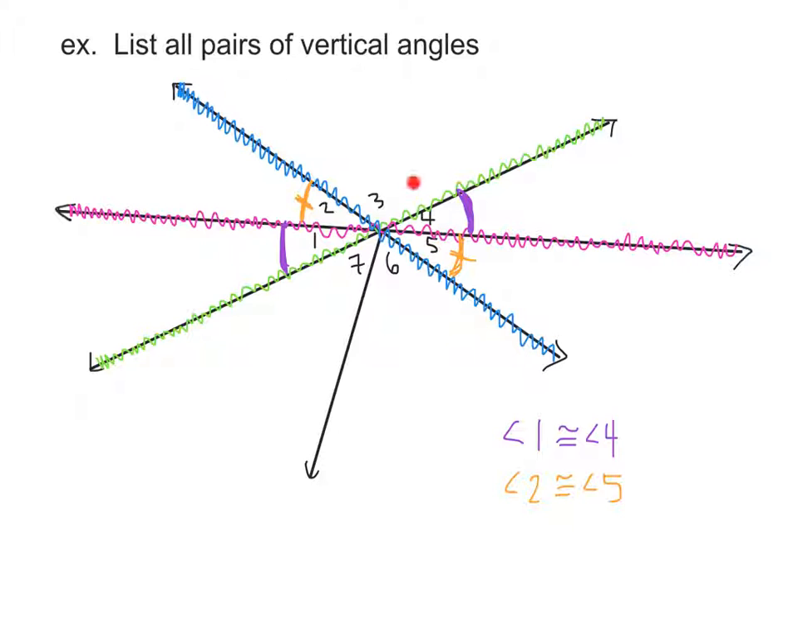When I look at angle 3 right here, angle 3 is made up of the blue ray and the green ray. If I take the opposite ray of this green, I get over here and it's touching 7. But when I take the opposite ray of this blue, it's over here touching 6. So angle 3 doesn't have a vertical angle. It would have to be the sum of 7 and 6, and that's not what we're looking for. So in this picture, hopefully I didn't trick you, but there are only two pairs of vertical angles.